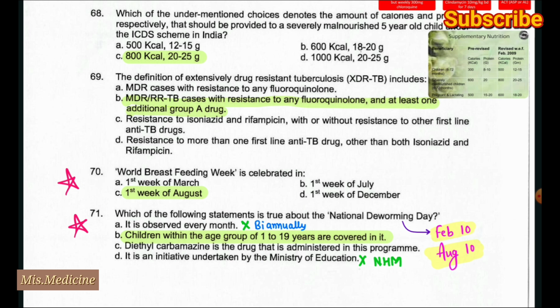Next question: which of the following statements is true about the National Deworming Day? Children within the age group of 1 to 19 years are covered in it.